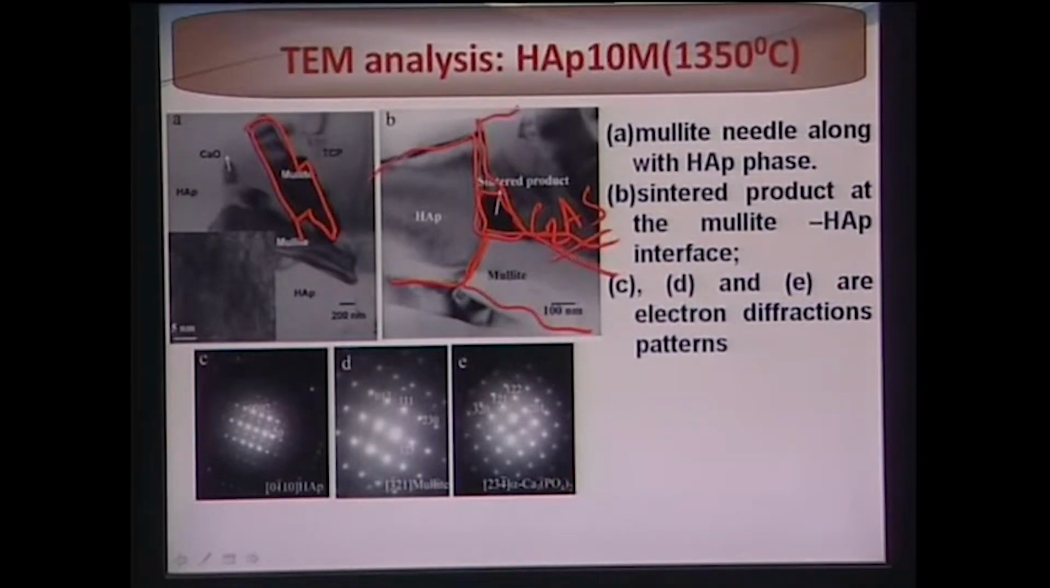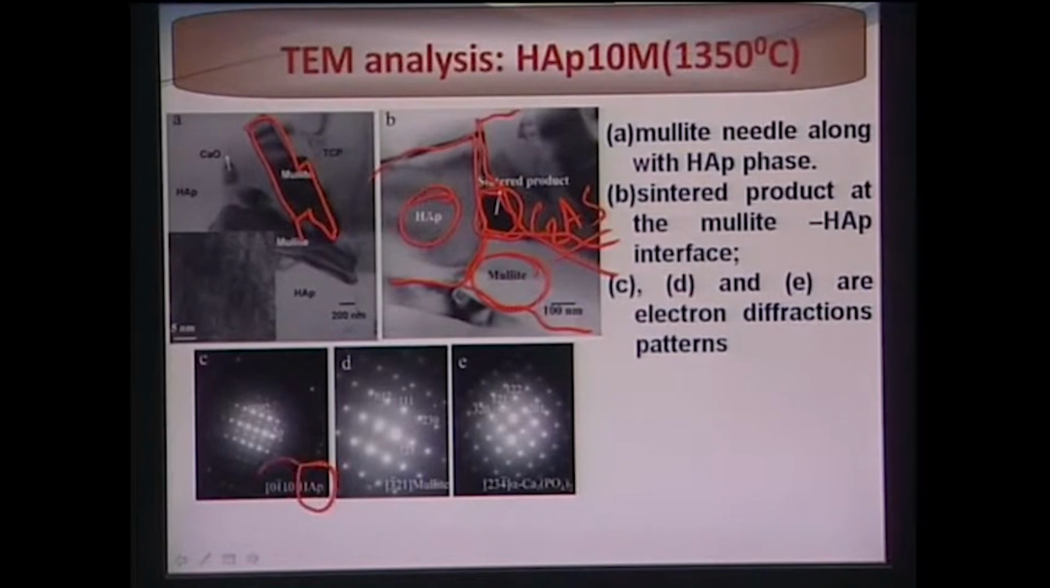And what you see here further, this C2AS is formed at the interface of hydroxyapatite, mullite, and you have the another tricalcium phosphate. Now, if you know the microscopy well, then if you take the selected area diffraction pattern from individual hydroxyapatite or mullite or the sintered reaction product, then you can confirm the presence of all these phases. You can index it just like you can index the XRD phases.